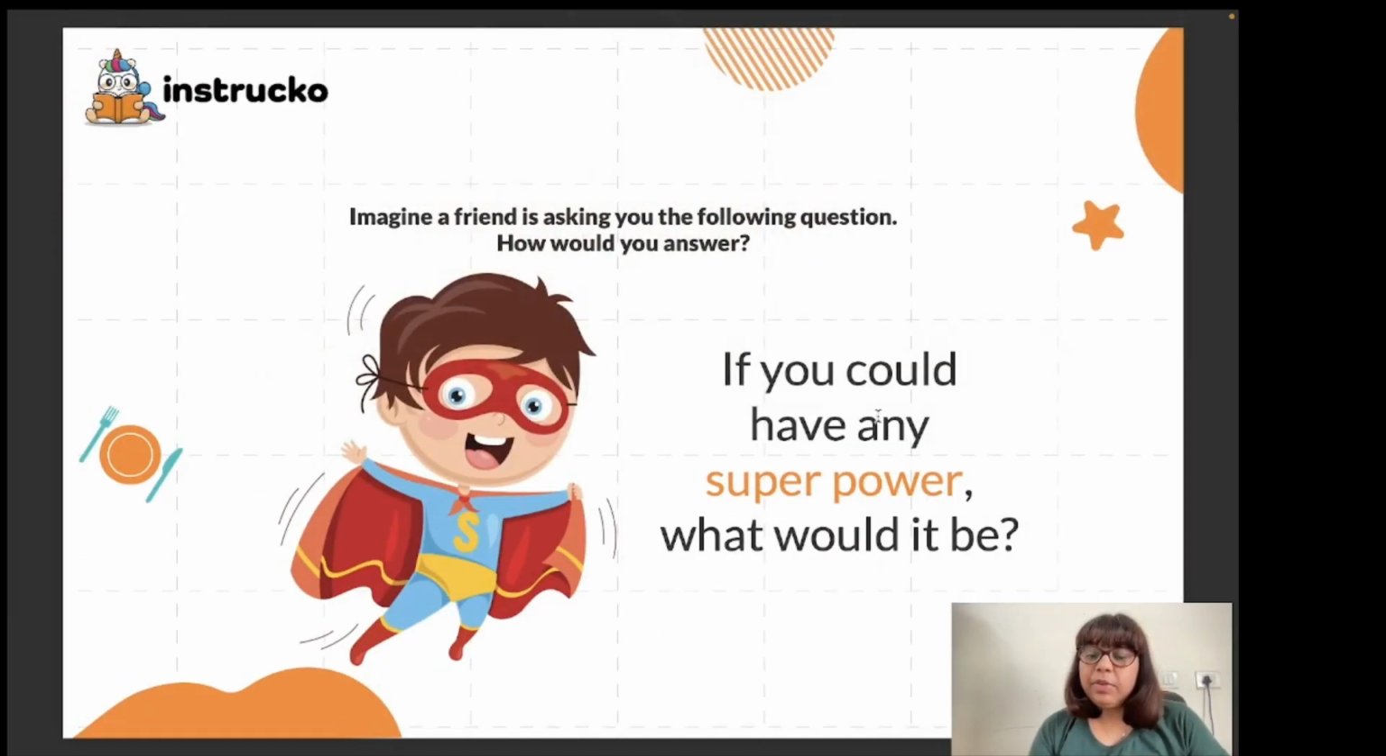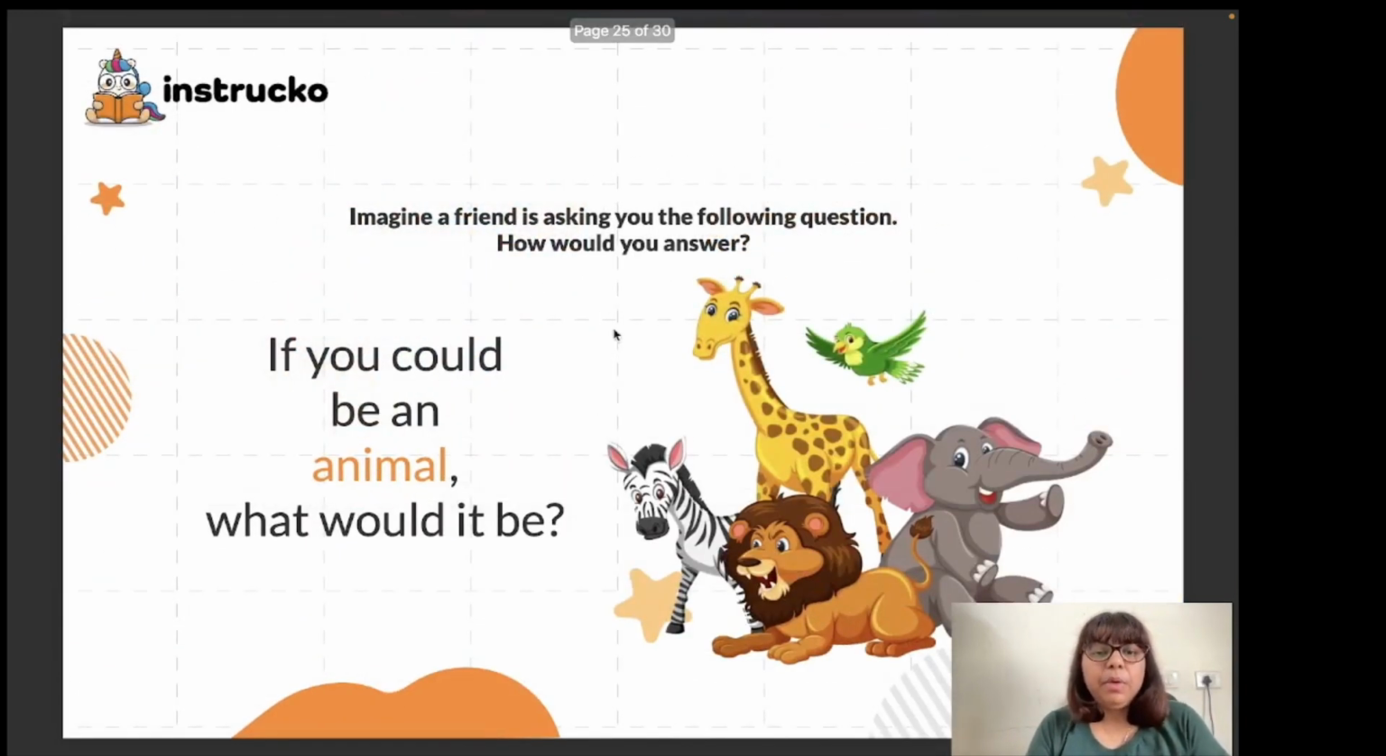If you could have any superpower, what would it be? What would be your answer? You'd like to be Superman, is it? That's amazing. Can you tell me more about it, please? Wonderful. Now, imagine a friend is asking you this question. If you could be an animal, what would it be? Wonderful.